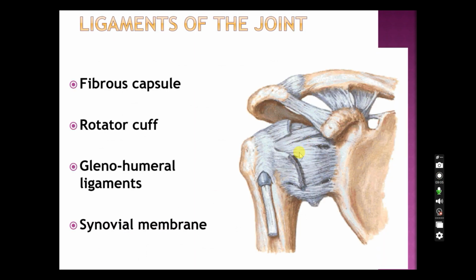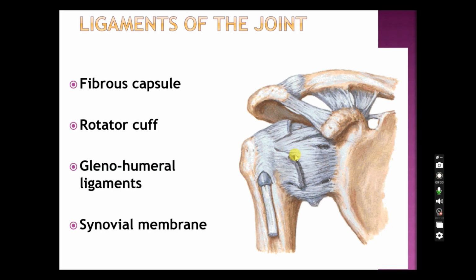So this is the fibrous capsule, which extends from the scapula towards the anatomical neck of the humerus. This is called the transverse humeral ligament, which bridges the intertubercular sulcus, under which we have the long head of the biceps, covered by a synovial membrane.